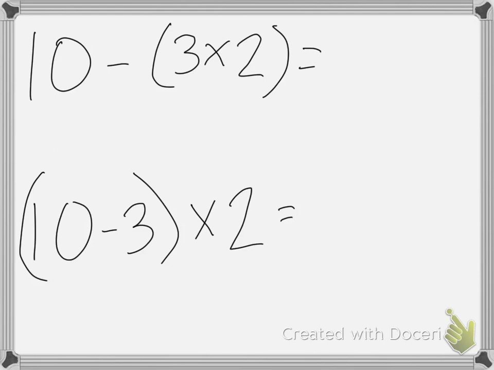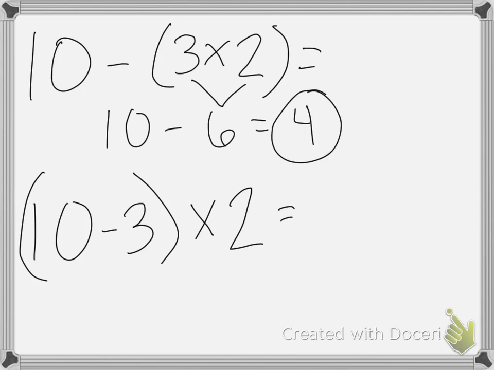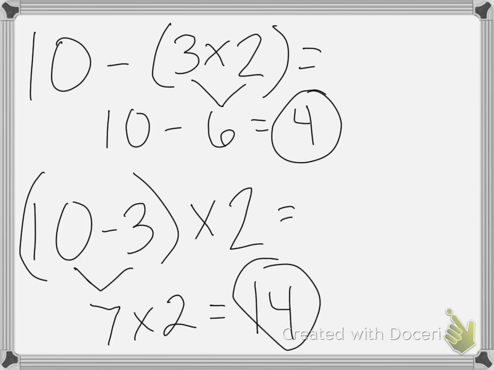Okay, so let's try it with this one. So do parentheses first. 3 times 2 is 6. So then I have 10 minus 6, which equals 4. Okay, that's my first answer. And the second problem, it wants me to subtract first. So I have 10 minus 3, which is 7. And then 7 times 2 equals 14. Okay, so make sure you do parentheses first.